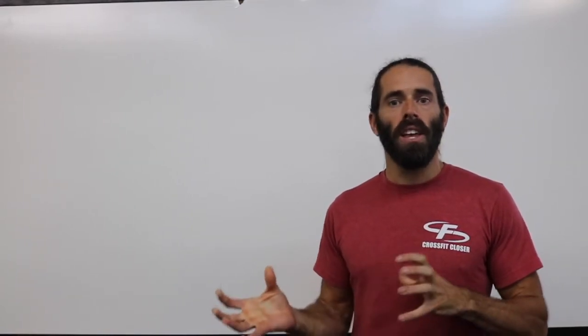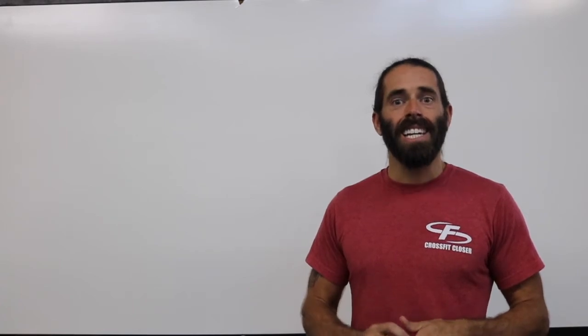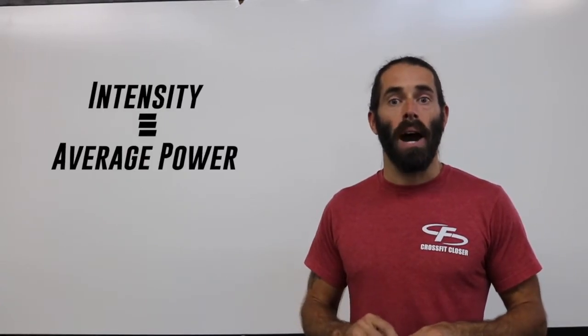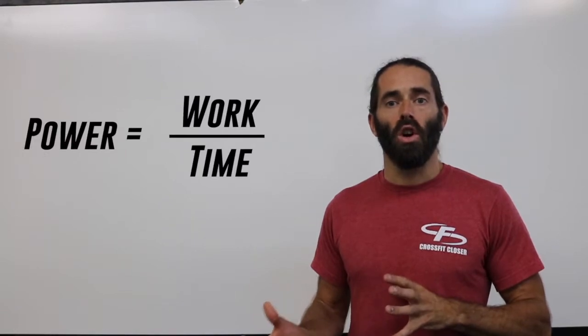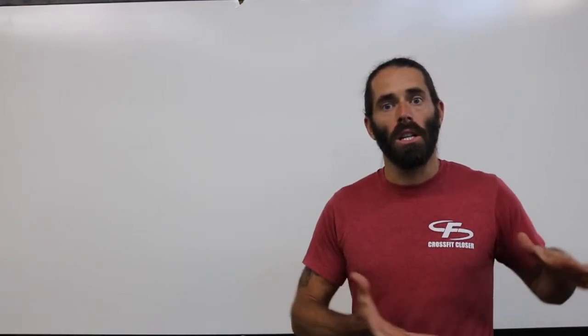So the objective definition of intensity is it's exactly equal to average power. Now, power is work over time. Average power is how much work you did over a longer period.